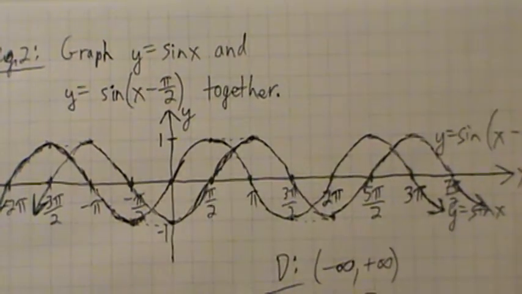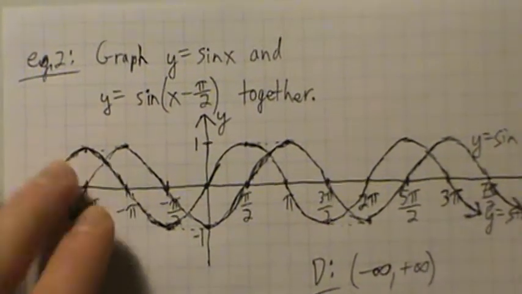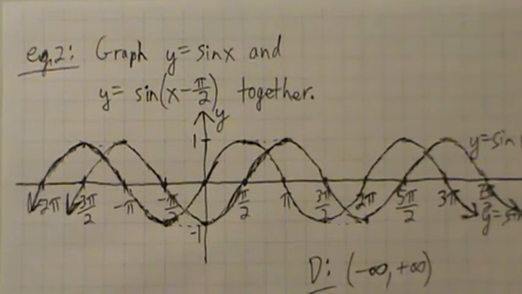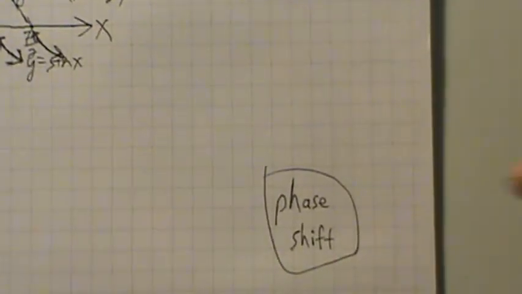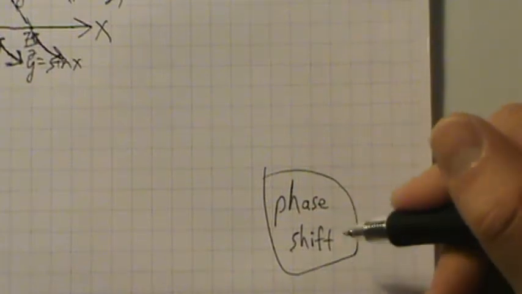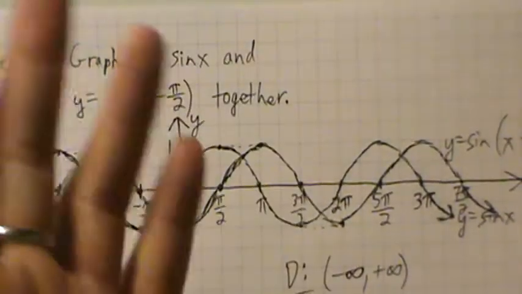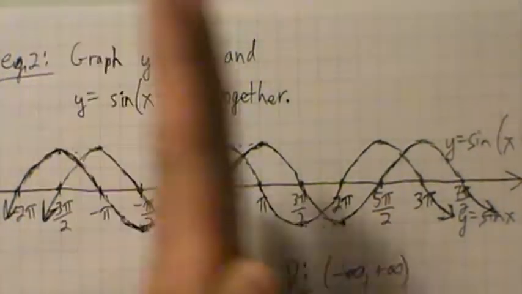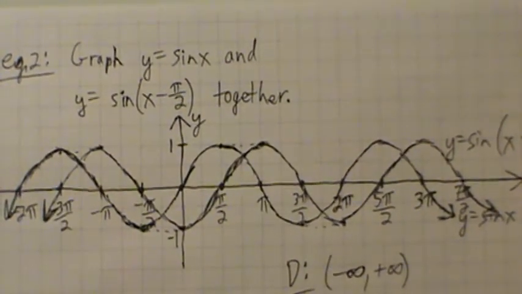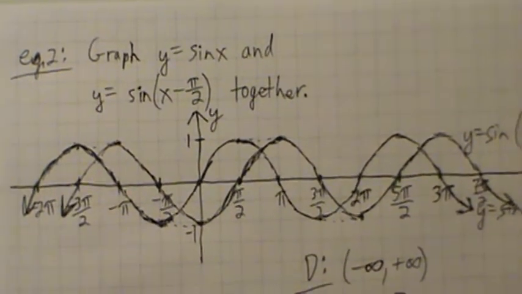Okay? And that's example 2 with simple types of transformations for trig functions. And again, this is a special type of thing called a phase shift, which does make things more complicated, but in this case, not so much, because that's the only thing that's happening. But when we combine it with everything, then it gets a little more complicated, which we'll see a little bit later on. So anyway, that's example 2.